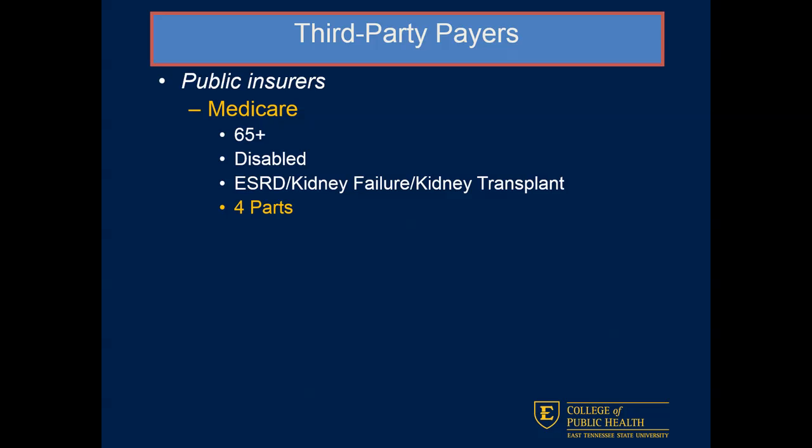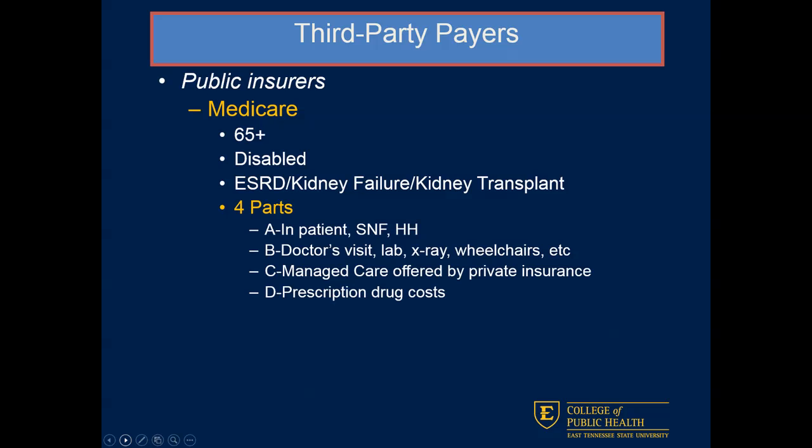Now there are 4 parts to Medicare. Hopefully everyone's familiar with this. This is A, B, C, and D. Part A encompasses inpatient hospitals, skilled nursing facilities, home health and hospice care. So all of your major hospitals like your Johnson City Medical Center, your skilled nursing facilities, and any home health services or hospice end-of-life care is covered under Part A.